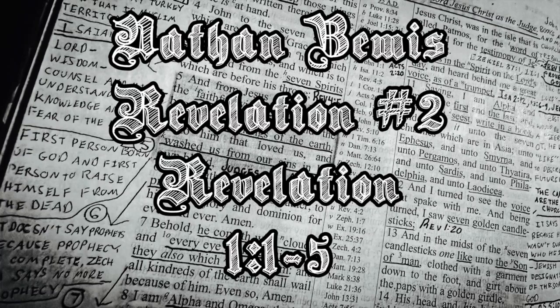The seven eyes of the Lamb are what? Which are the seven spirits of God. Underline that. Then seven eyes represents the seven spirits of God. Now underline the next part. Sent forth into what? All the earth. So in the tribulation, the seven spirits of God are sent to the earth. 1, 2, 3, 4, 5, 6, 7.